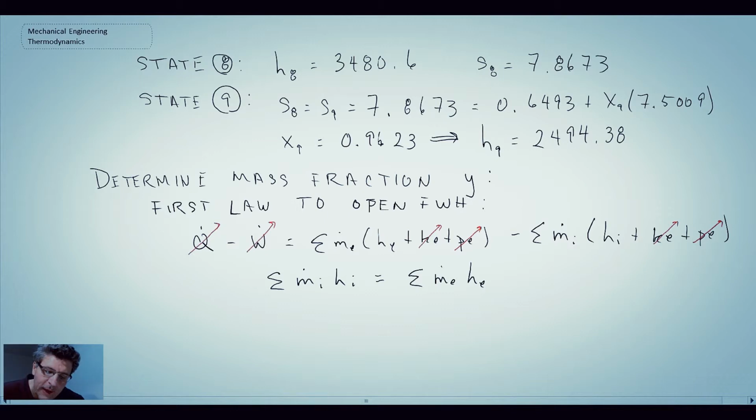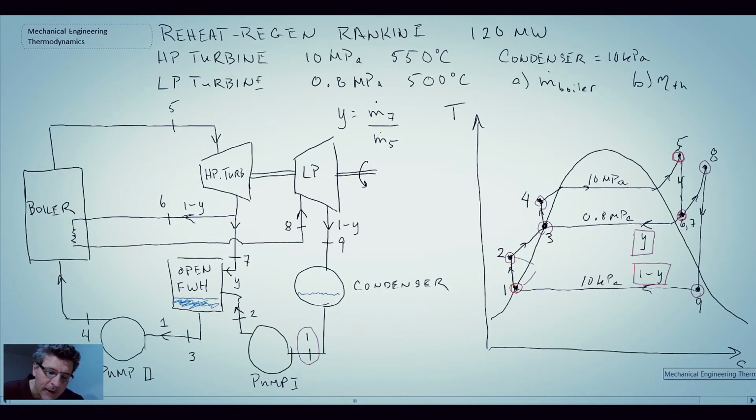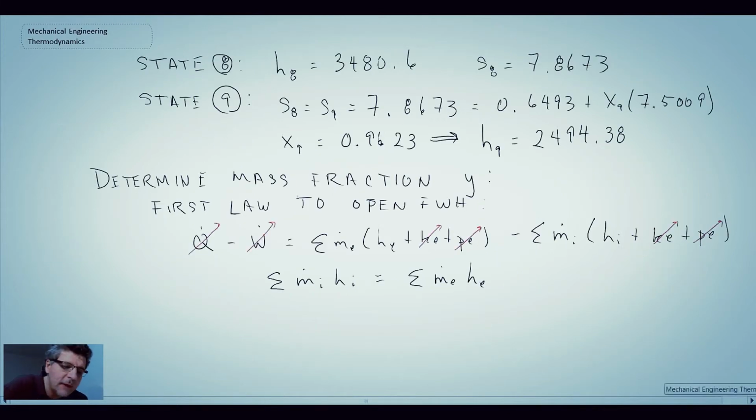So with that equation, we can look back at our schematic, and what we see coming into the open feed water heater, we have information at state 7, information at state 2, and what is leaving is information at state 3. So the two inlets are 7 and 2, and the one exit is 3. And so those are the things that we put into our equation. So what is coming in?